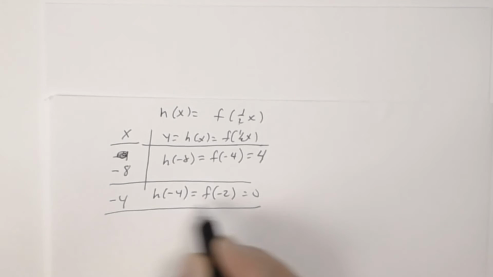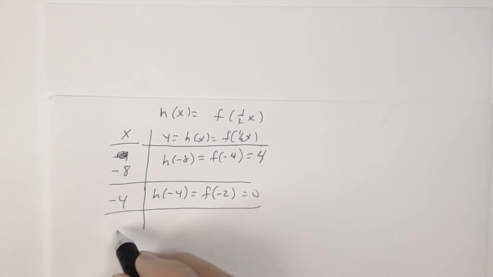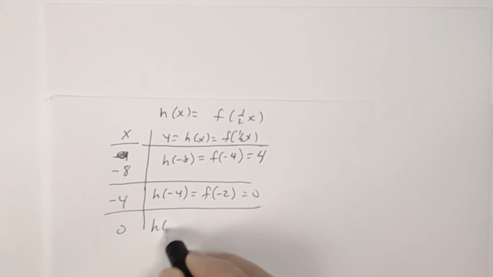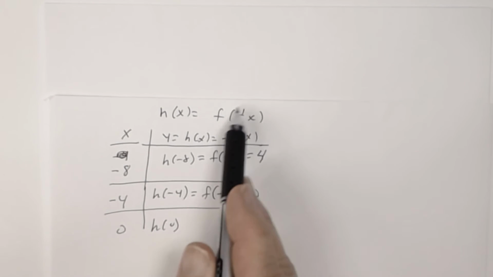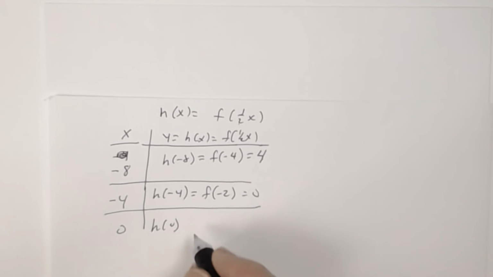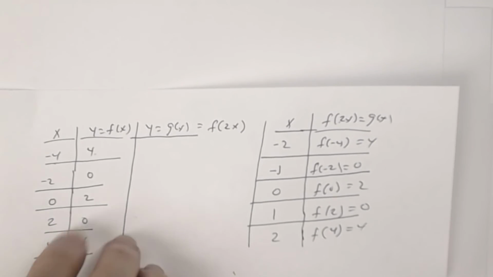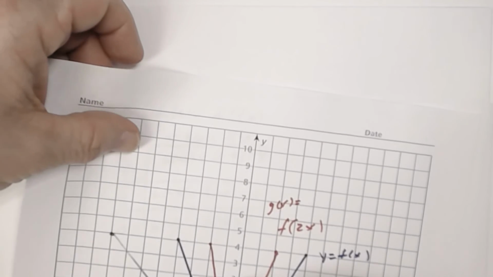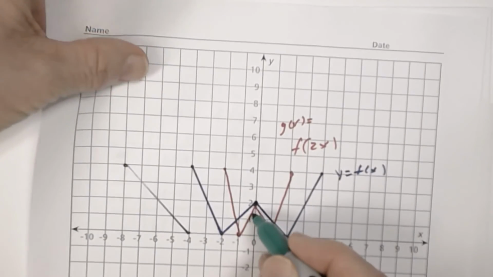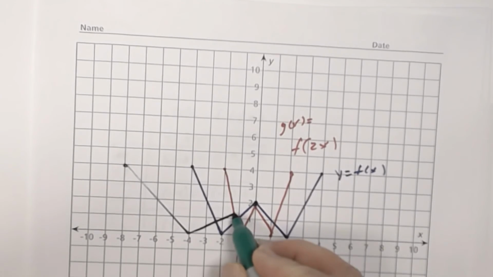Let's say we wanted to look at x being, let's say, 0. Then I want to find h of 0. Well, h of 0 is the same as f of, what's 1/2 times 0? It's 0. So let's find f of 0. So f of 0 is 2. So now I'm going to plot the point 0, 2. So 0, 2 is this, right here. So then I get this.